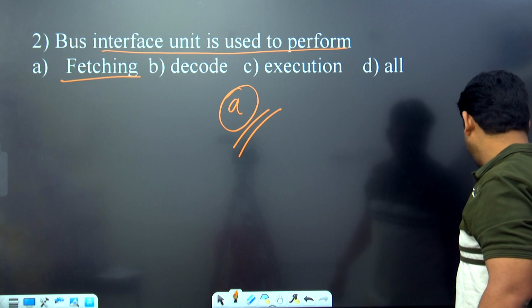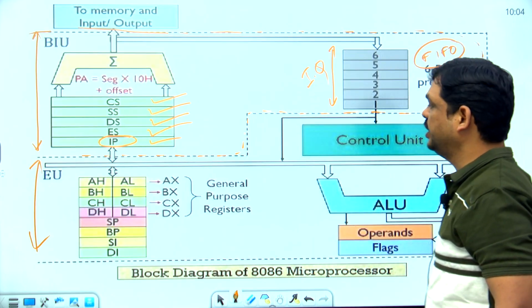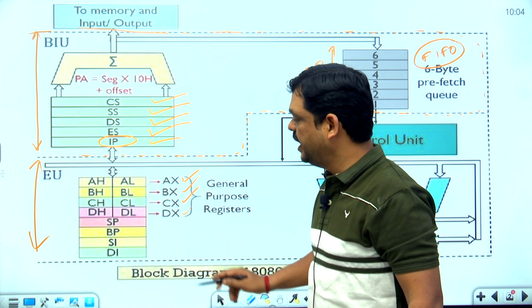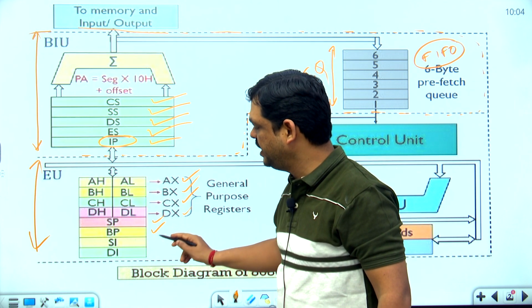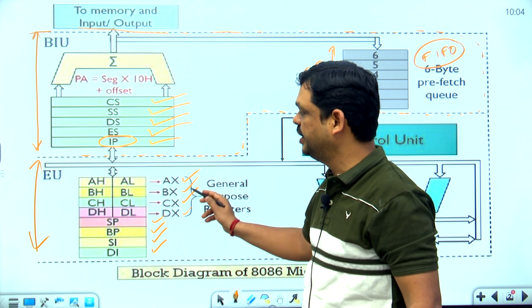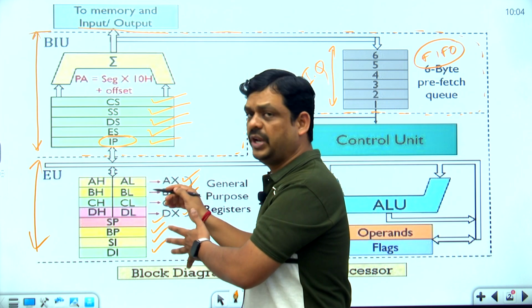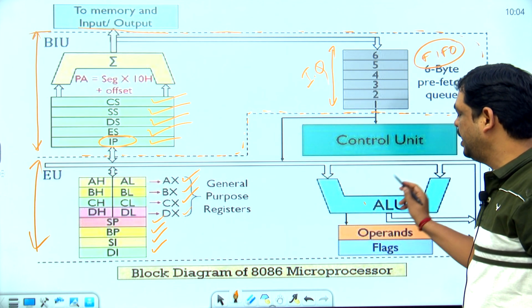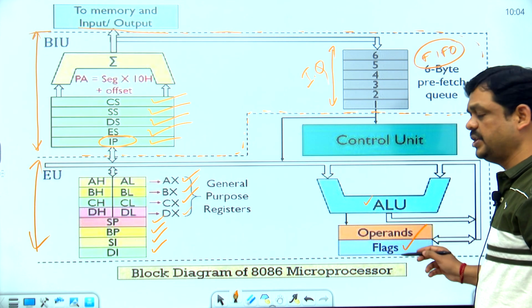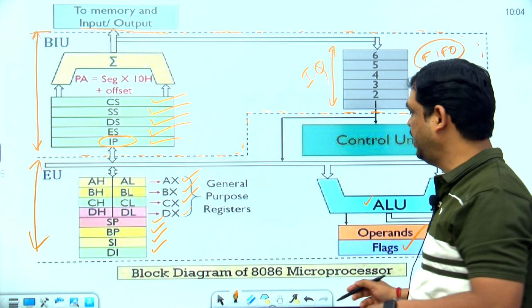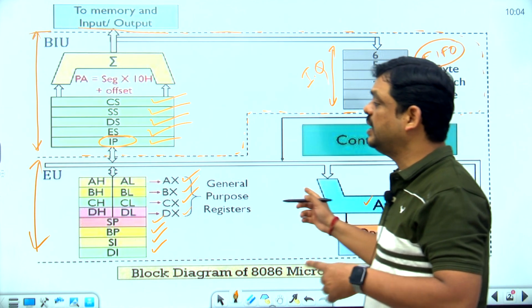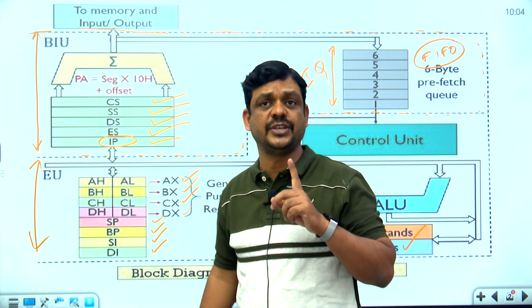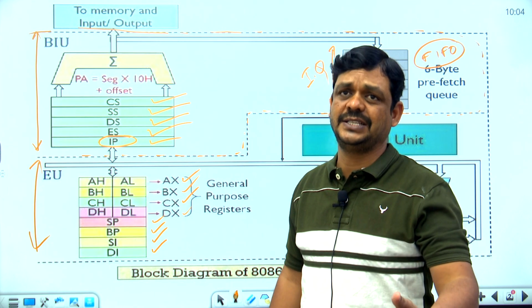So once again, go through the architecture. See, general purpose registers, so AX, BX, CX, DX and stack pointer, base pointer, source index, destination index. So these registers are available in the execution unit. And another part is your ALU, arithmetic and logical unit, and the flag register. So this is also one of the registers, right? So the flag register. So all these are available in which unit? Execution unit. Execution unit has to perform decoding and execution operations.